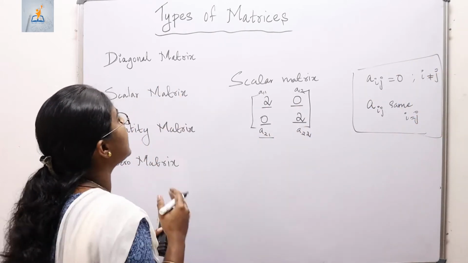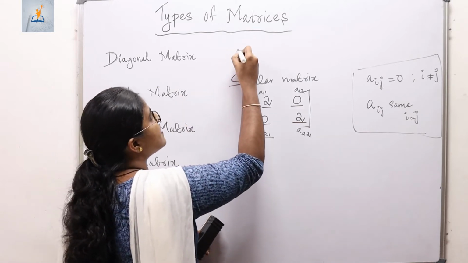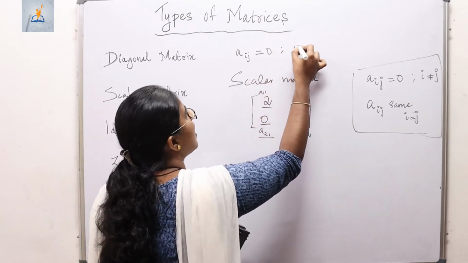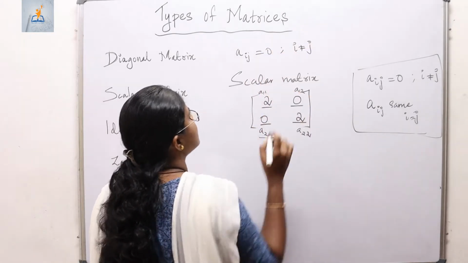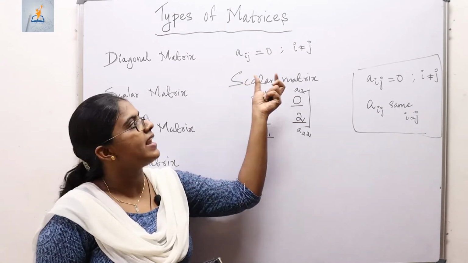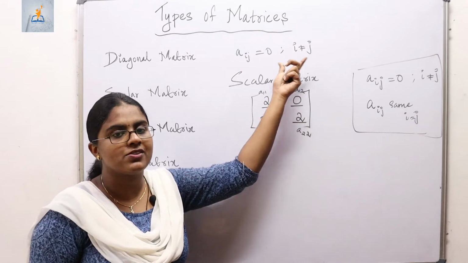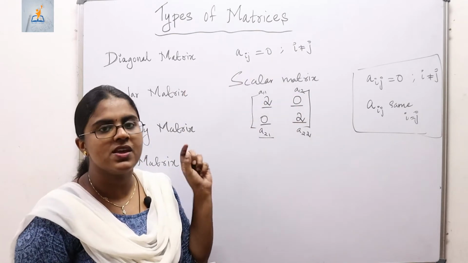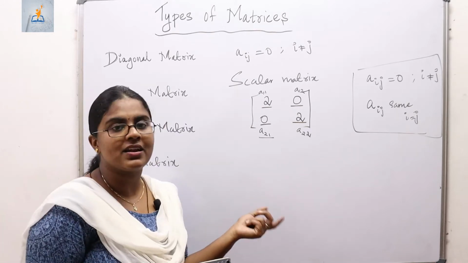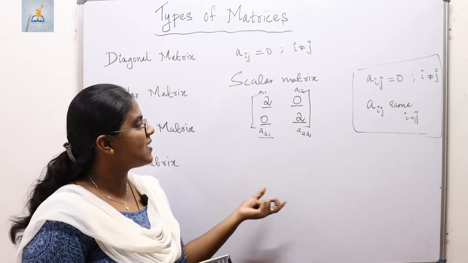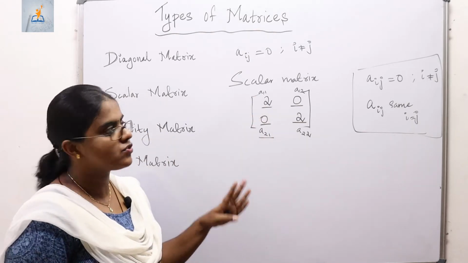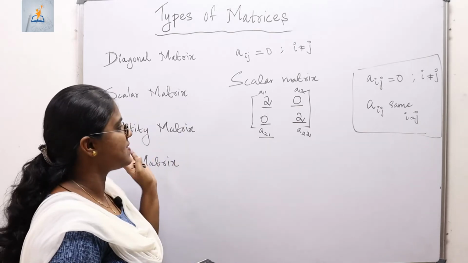So this is the definition of a scalar matrix. For a diagonal matrix, the definition would be like this: Aij equals to 0 for i not equals to j. The non-diagonal elements, which means whenever i not equals to j, then Aij must be 0. And for a scalar matrix, it is a diagonal matrix with the diagonal elements same. So hope you understood what is a diagonal matrix and what is a scalar matrix.